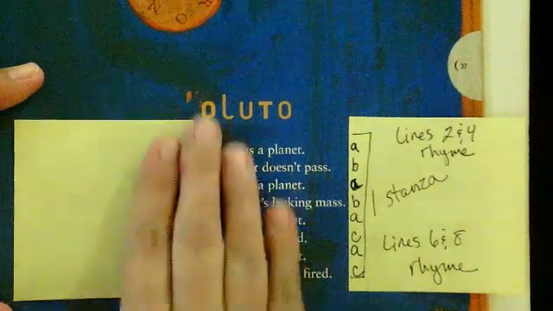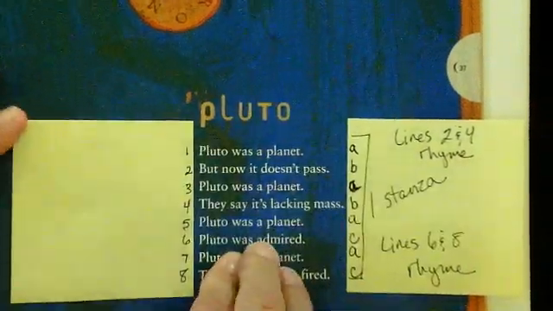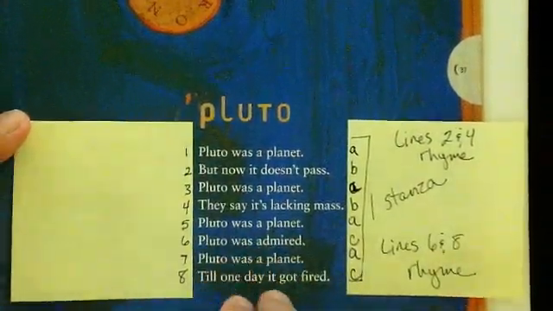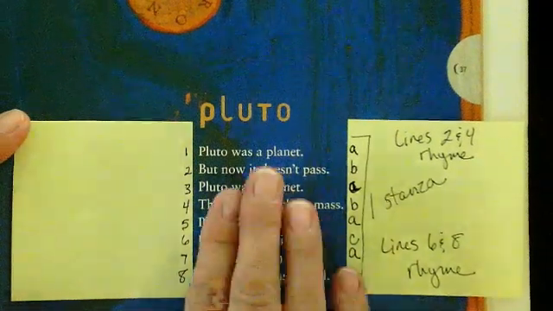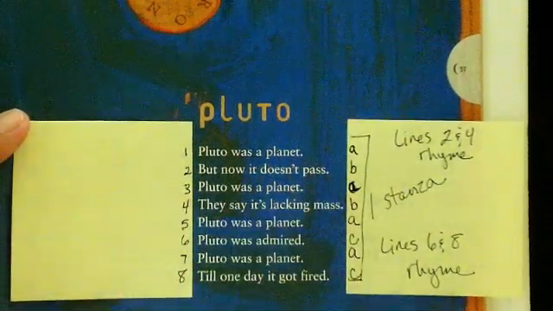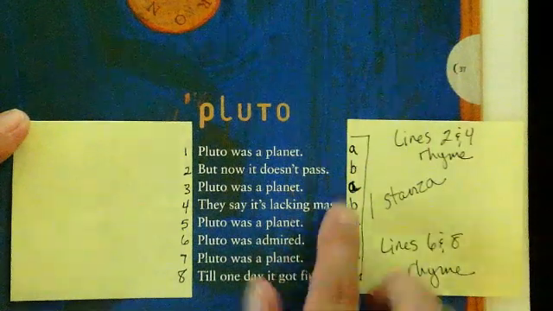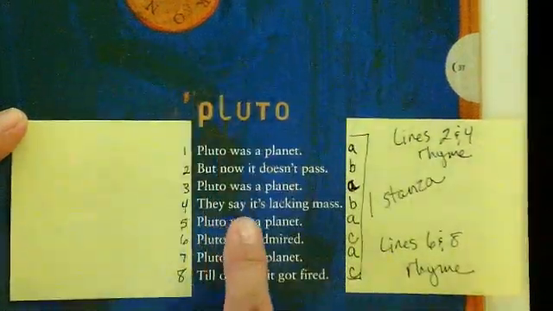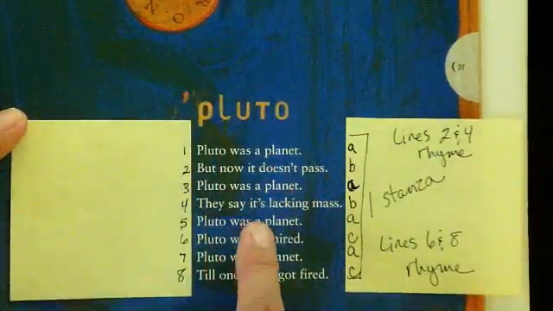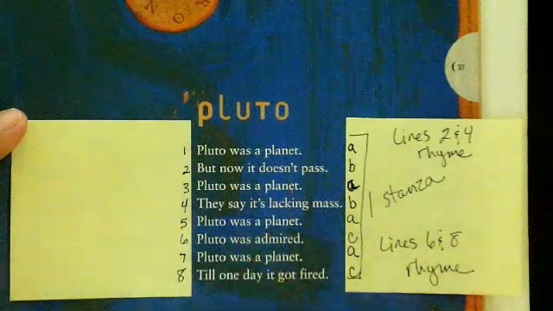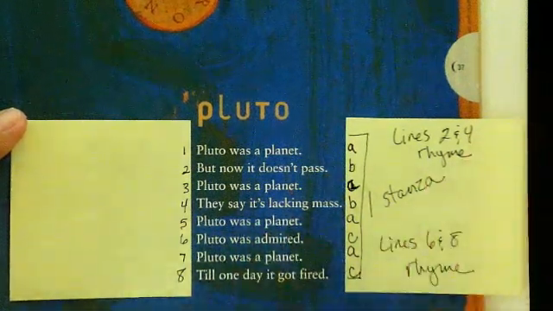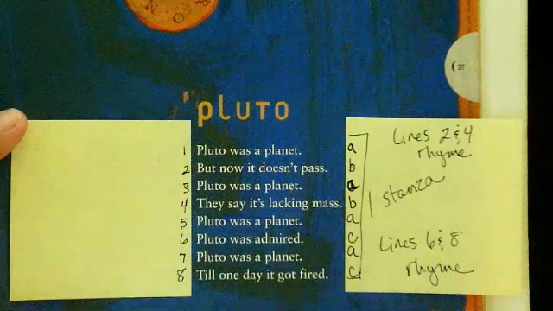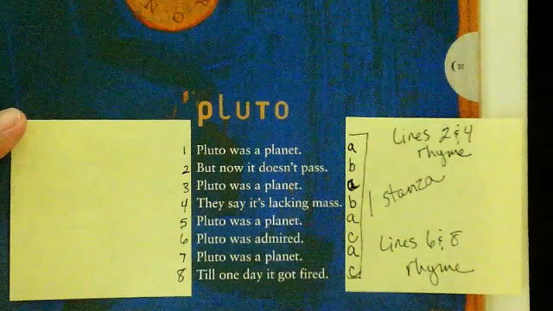Okay, so is the poet using the first person point of view or the third person point of view? Are they talking about themselves or are they talking about something else? In this poem, I don't see the poet talking about themselves. They're talking about Pluto, which is in the third person point of view. So not talking about themselves. Okay, that's point of view, and we will review that again.